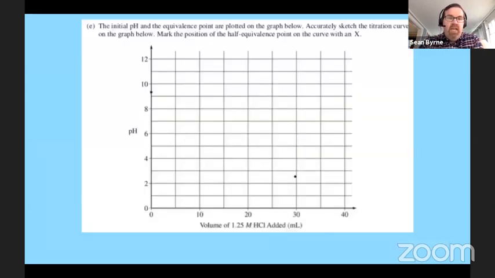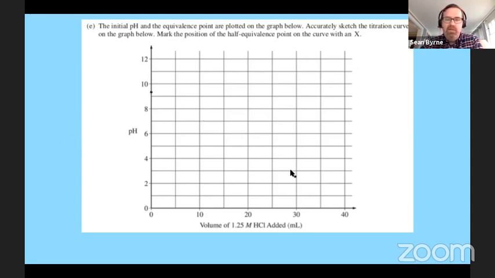Letter E asks us to do some drawing: accurately sketch the titration curve on the graph below, and mark the position of the half equivalence point on the curve with an X. That's actually a really nice hint in terms of how we would solve this problem. If it were me, I would want to start with that half equivalence point on the curve with an X first, and then sketch the rest of the curve in there, right?